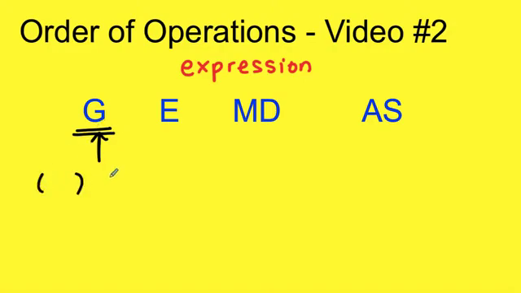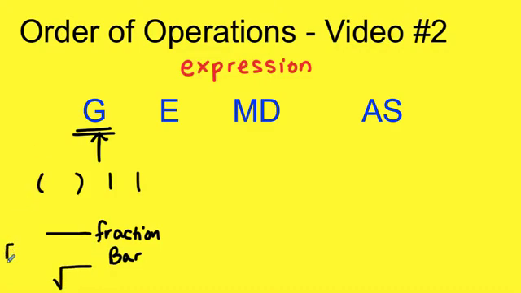It also covers absolute value bars. It also covers a fraction bar, a square root symbol, and actually a couple more, brackets. Brackets aren't parentheses. So we actually have to do everything in between one of these things first. Then we move on to exponents.